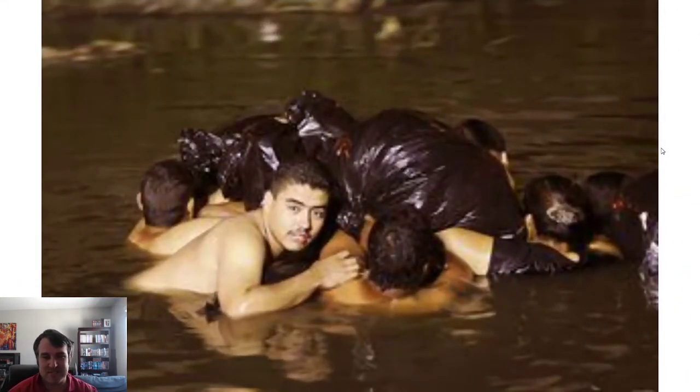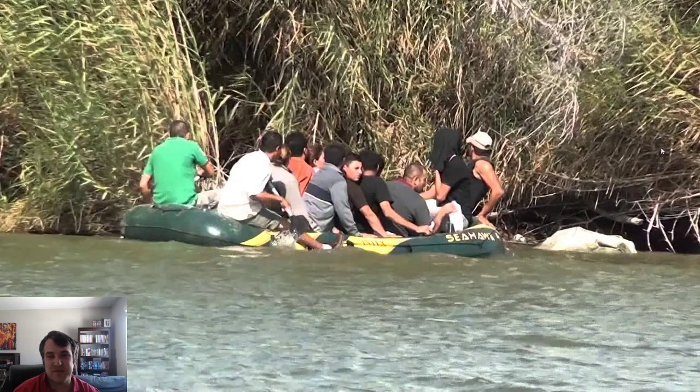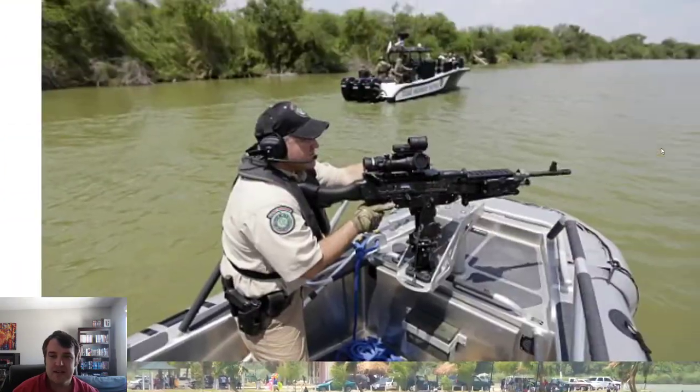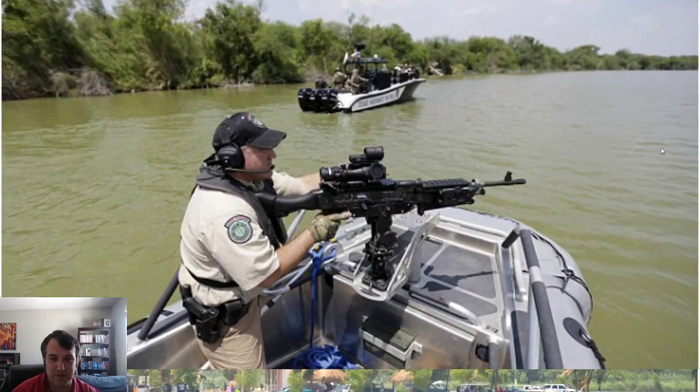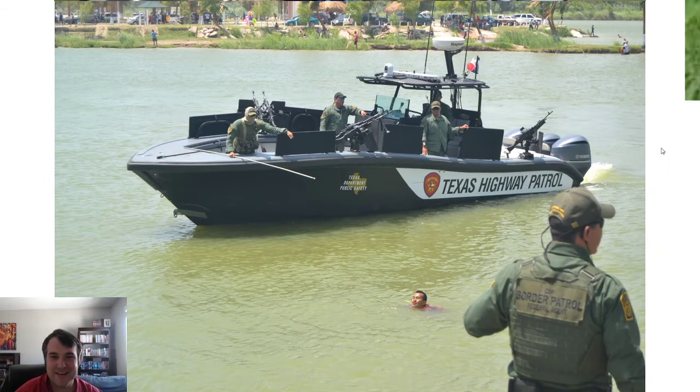So here's some people trying to swim across in inflated plastic bags or garbage bags. I don't think that's a great idea. Here's some other people going across on a boat. Here's the Border Patrol with the big old guns. And look, how many machine guns are on this dang thing? Like 8? Oh my goodness. And they're the Texas Highway Patrol. They should be the Waterway Patrol, let's be honest.